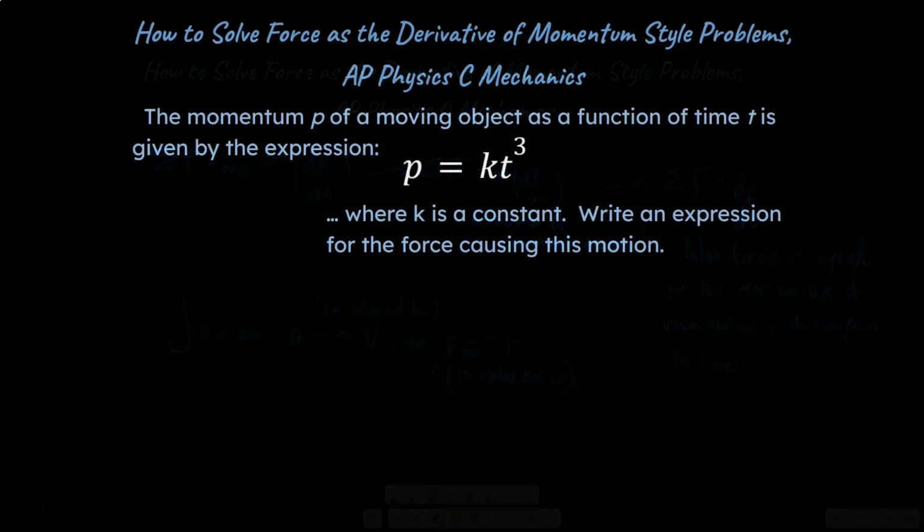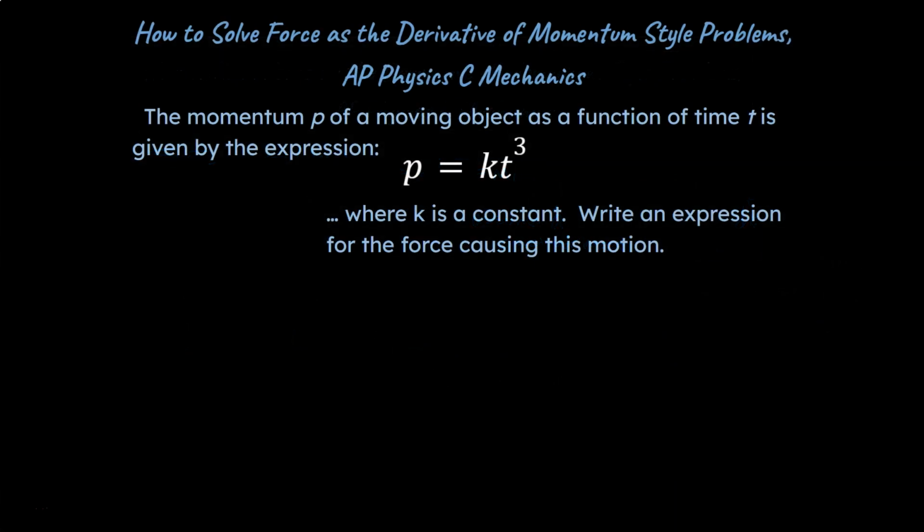Okay, and so looking at how to solve one of these problems, let's take a look at a problem, and honestly I don't remember if this was originally through the College Board or just a related problem, but let's give it a shot. So it says the momentum p of a moving object as a function of time t is given by the expression of this function, where k is a constant. Write an expression for the force causing this motion.